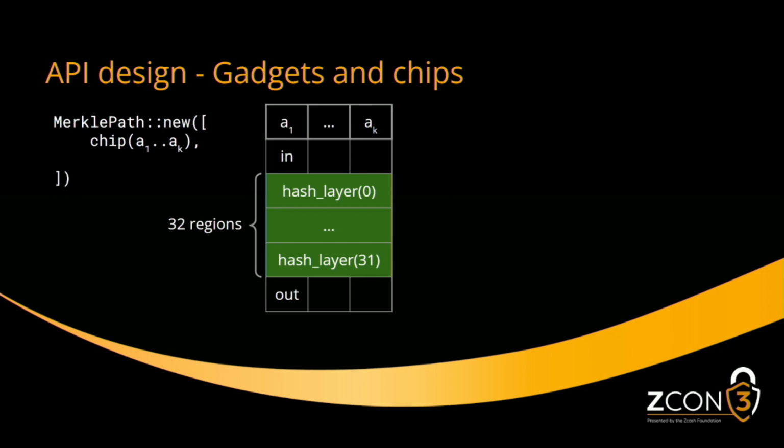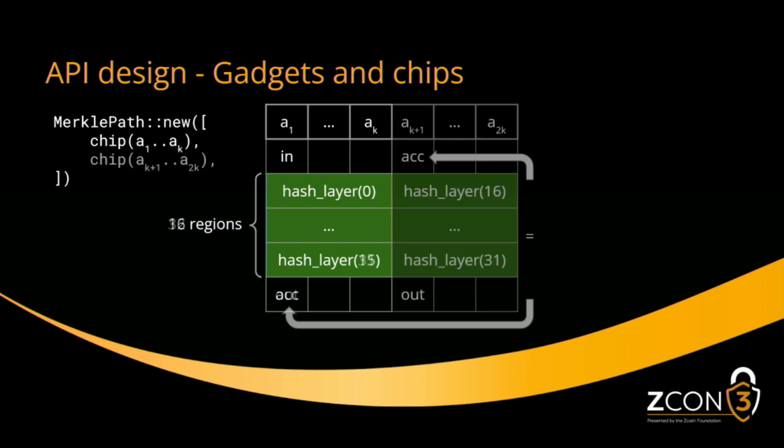So for example, in Halo 2 gadgets, we have this Merkle path gadget, which, as I said before, allows you to check that some leaf node exists in a Merkle tree, which we do quite often in Zcash. You can instantiate it with a particular chip that is given a certain number of columns to work in. It will take some input and call the hash layer instruction 32 times, because we have a depth 32 tree in Orchard. But there's no reason that those all have to go to the same chip. You can additionally pass in two chips. And in fact, this is precisely what we do in Orchard.